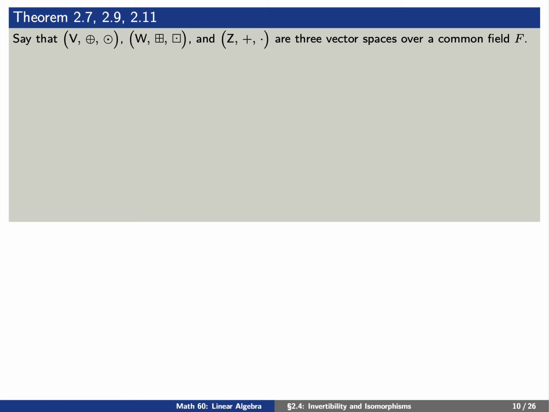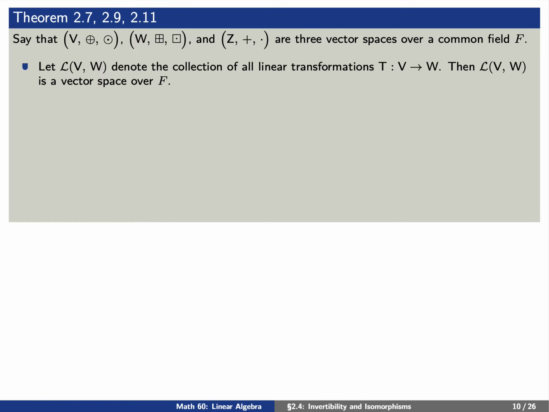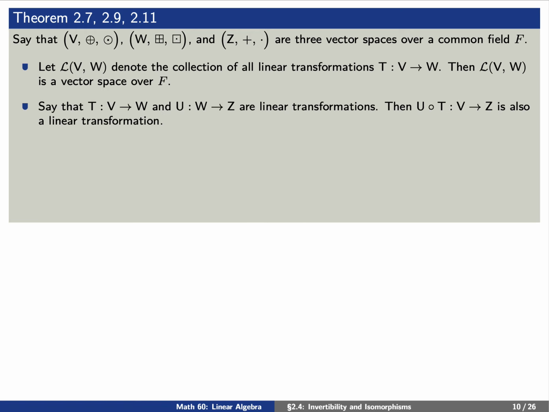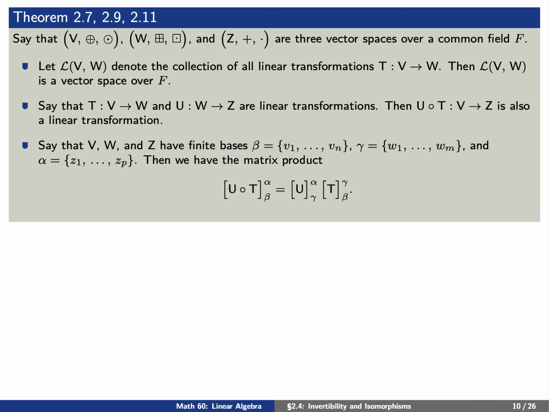Let's say that V, W, and Z are three vector spaces over a common field F. First, the collection of all linear transformations, T going from V to W, forms a vector space. Second, if we have the composition of two linear transformations, then we have another linear transformation. Third, let's say that we have bases beta for V, gamma for W, and alpha for Z. Then we can consider the matrix representation of the composition U circle T. This will just correspond to the products of the matrix representations for U and for T.